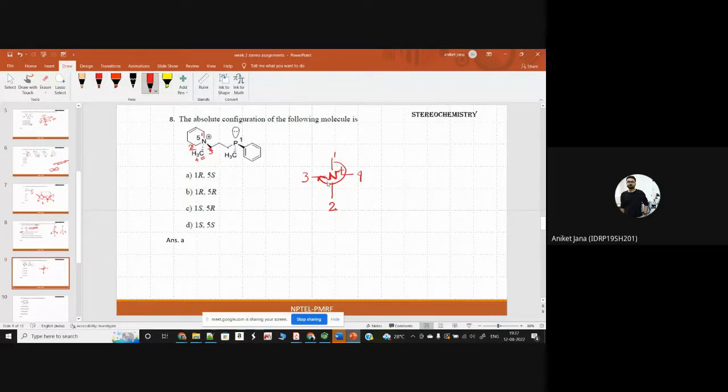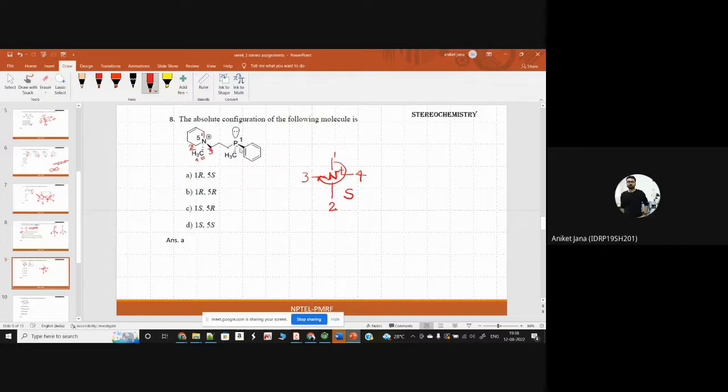So what is this? Clockwise. R, sir, but the lowest priority group is in the horizontal plane. So it will be S, sir. S. And what about this one? Is it R or S?